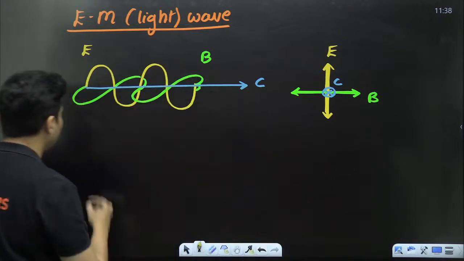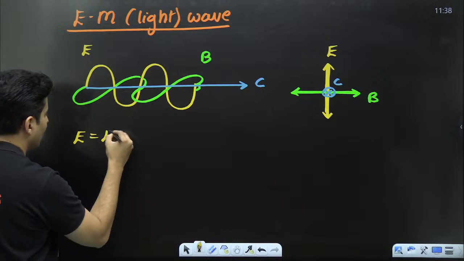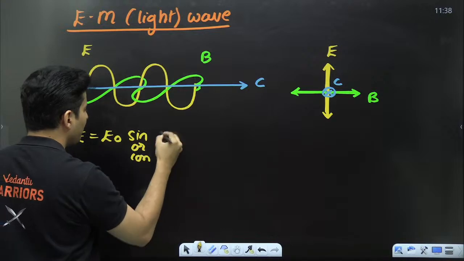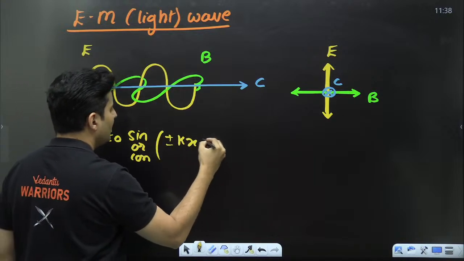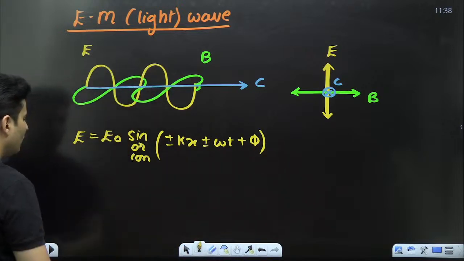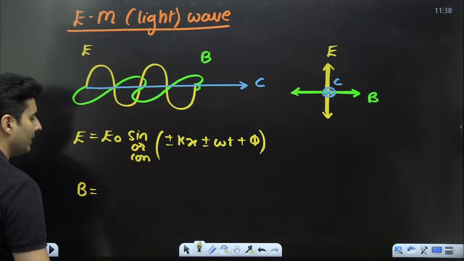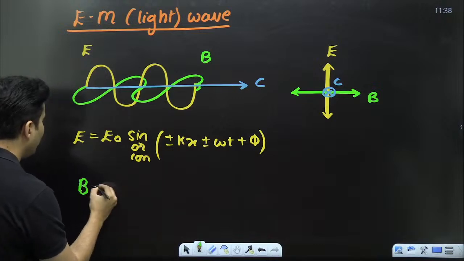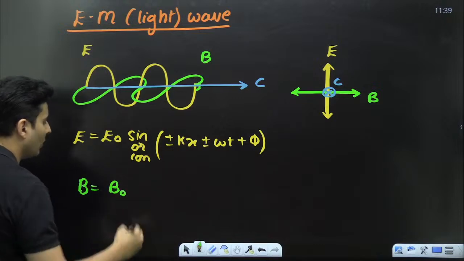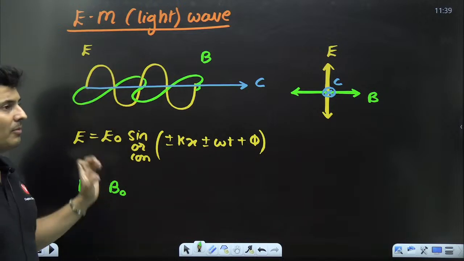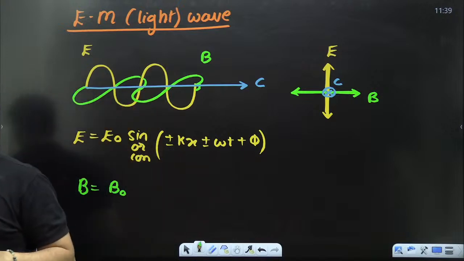Now, if you look at the equation of the electric field, it will be something like this. E naught, sine you can have or cos you can have, doesn't matter. Again, plus minus kx plus minus omega t you can have, and this phase constant. Now, if you have this as the electric field, the magnetic field equation will look very similar. So it will be B. Instead of E naught, you will have B naught. What is E naught or B naught? It's the maximum electric field or the maximum magnetic field at that location.